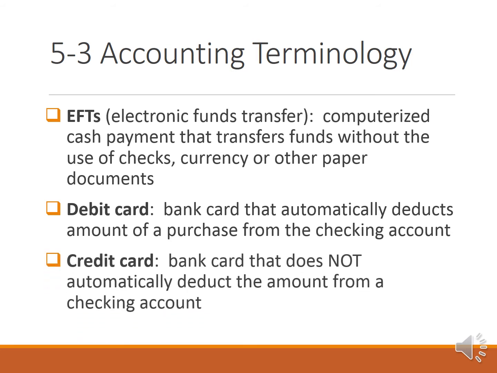The difference between a debit card and a credit card is that a credit card is a bank card, but it does not automatically deduct the amounts from a checking account. Rather, the credit card company will send you a statement or a bill at the end of the month that you will have to turn around and pay. So the debit card automatically deducts, the credit card does not.